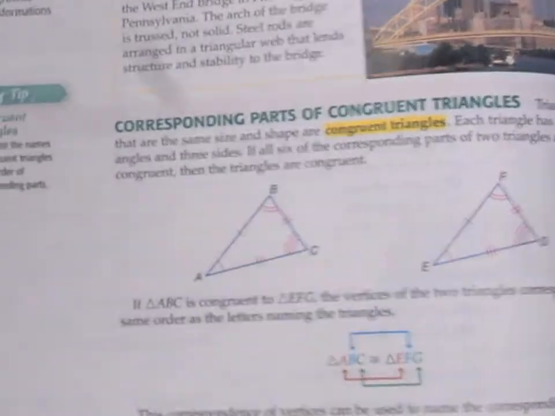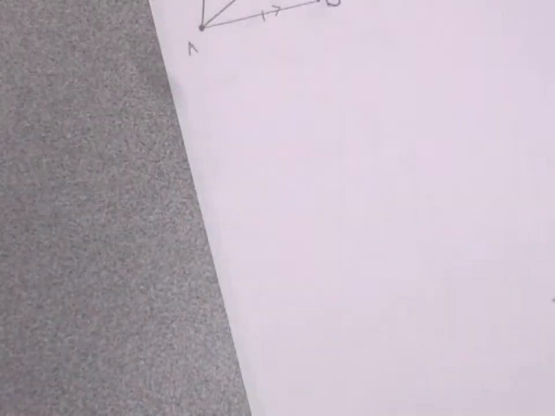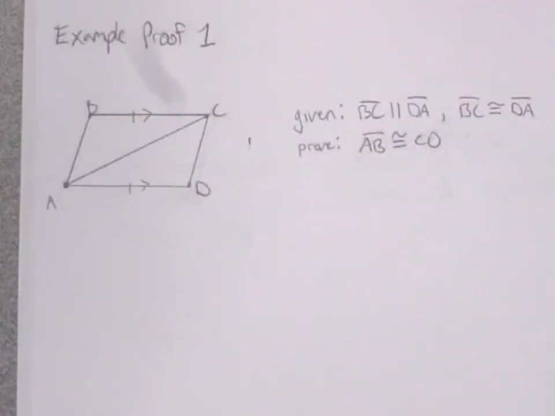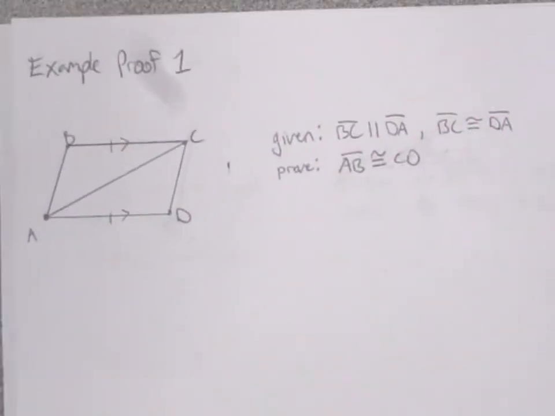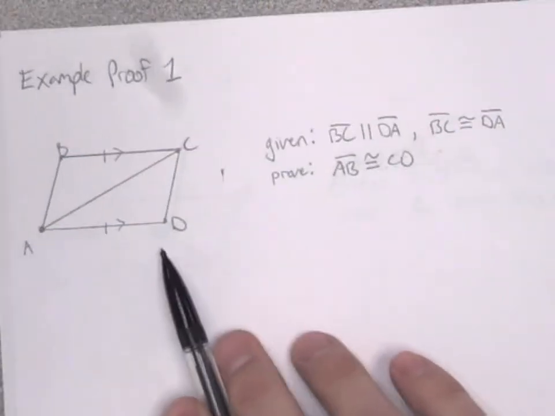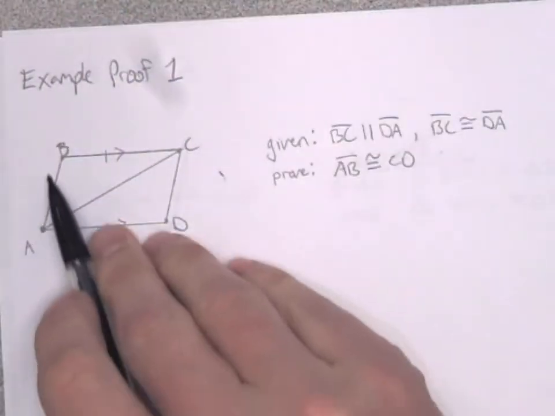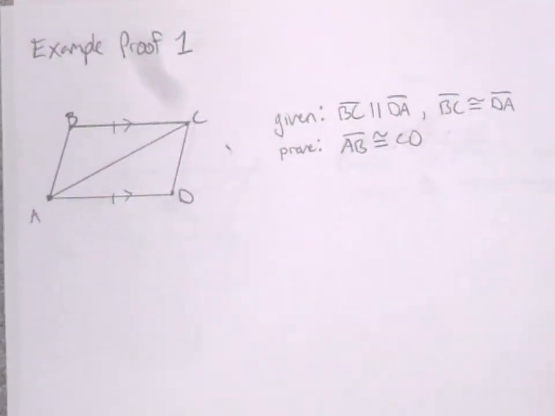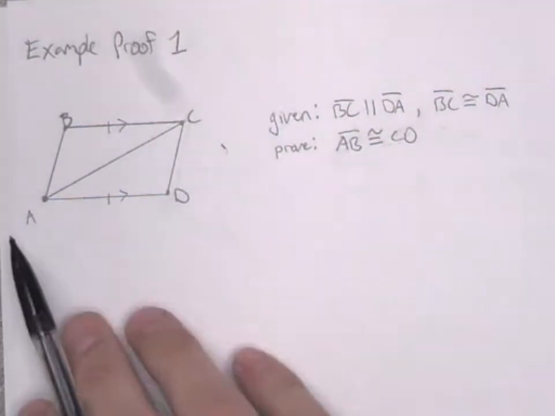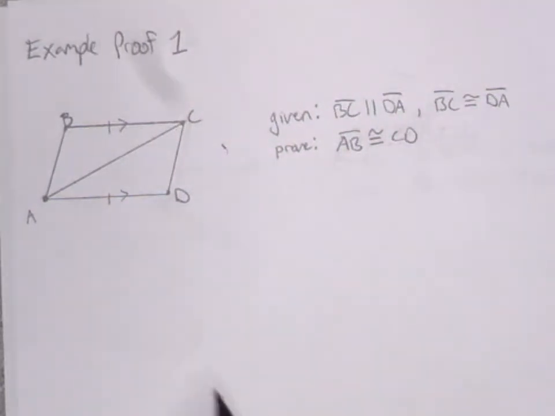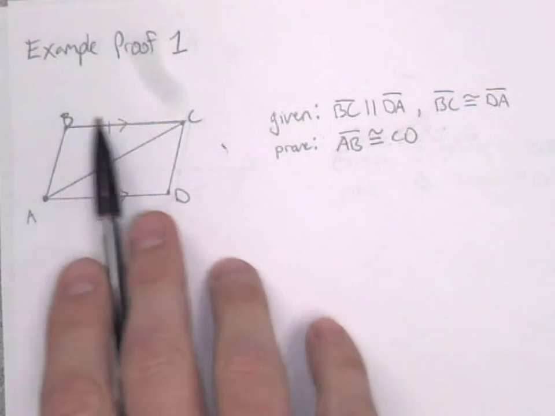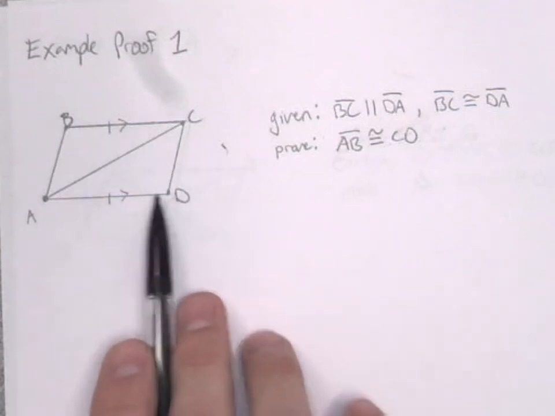So let's go back here. These aren't written down on your worksheet yet, so you're going to copy this image down and copy the given, and we'll do the proof together. What we have here is a parallelogram-looking shape, and I've labeled the corners A, B, C, and D. And we have a line through it. We're going to start out with BC, the top one, is parallel to DA.